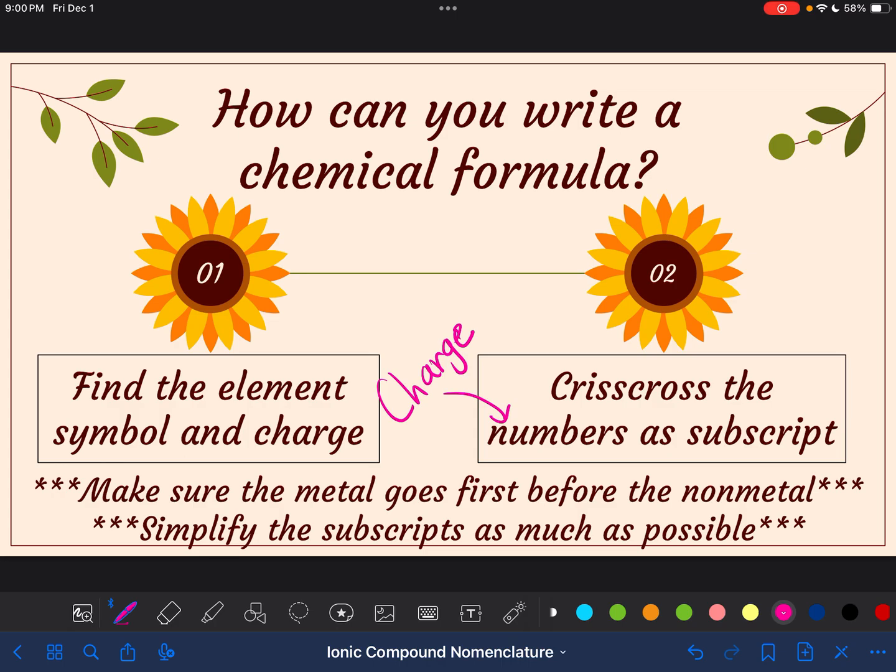But before I do so, there are some rules that you also have to remember. Number 1, make sure the metal goes first before the non-metal. Just like how we named it, we had the metal first and then the non-metal. Chemical formulas have the same rule as well. Next, simplify the subscripts as much as possible. This is like in math class, we always simplify our answer, just like fractions and other things. I'll explain more about that in our example question. So make sure you have the notes before I move on to the next part.